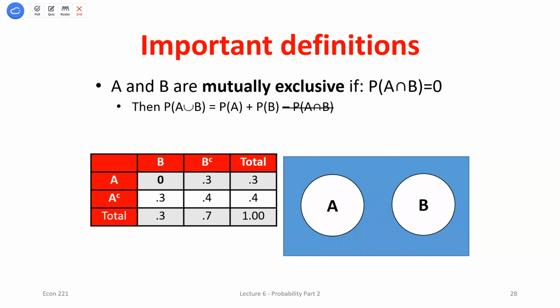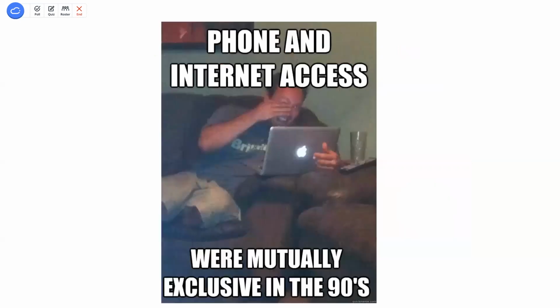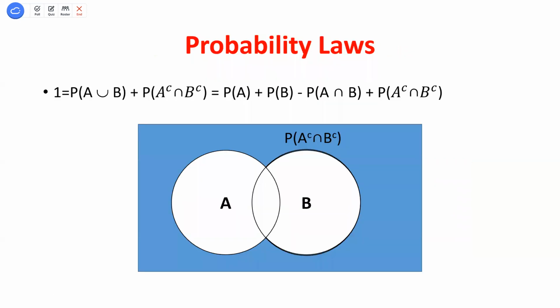Any questions on this? I think the example I had here, like phone and internet access in the 90s were mutually exclusive, right? If you had one phone line, you couldn't use both at the same time. Okay. So with this idea, that's our first definition: if they're mutually exclusive, the intersection is 0. We'll talk about a slightly related thing in a little bit, which is independence, but for now, we'll leave it here. Okay. So we'll revisit this a little bit later on.